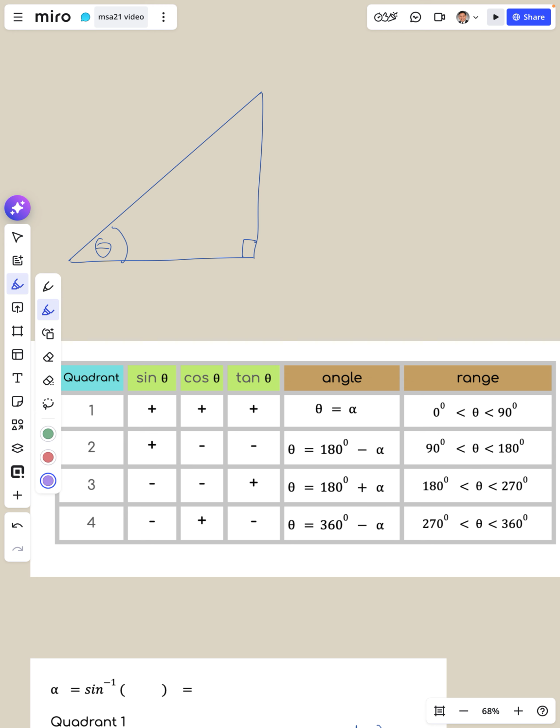And if the angle is between 270 to 360, we call it quadrant 4. The sine value will be negative, cosine will be positive, and tangent will be negative. And the angle is 360 minus alpha.